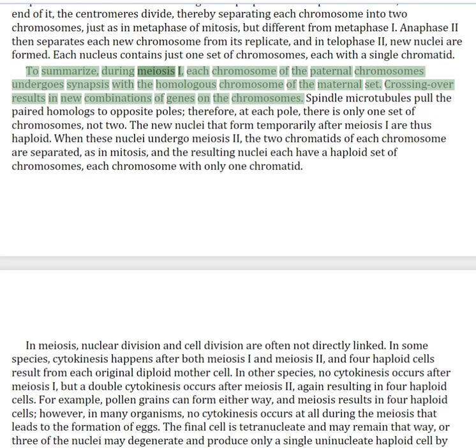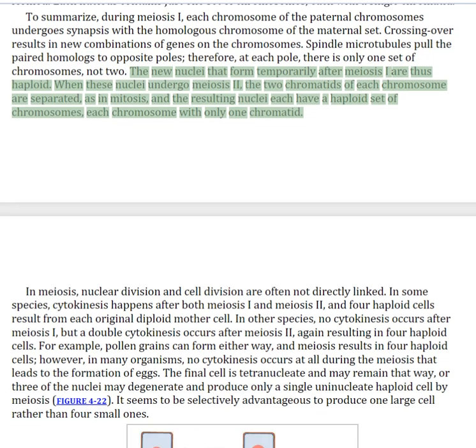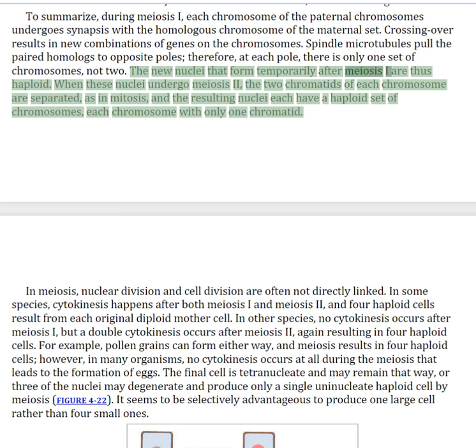To summarize, during meiosis I, each chromosome of the paternal set undergoes synapsis with the homologous chromosome of the maternal set. Crossing over results in new combinations of genes on the chromosomes. Spindle microtubules pull the paired homologs to opposite poles, therefore, at each pole, there is only one set of chromosomes, not two. The new nuclei that form temporarily after meiosis I are thus haploid. When these nuclei undergo meiosis II, the two chromatids of each chromosome are separated, as in mitosis, and the resulting nuclei each have a haploid set of chromosomes, each chromosome with only one chromatid.